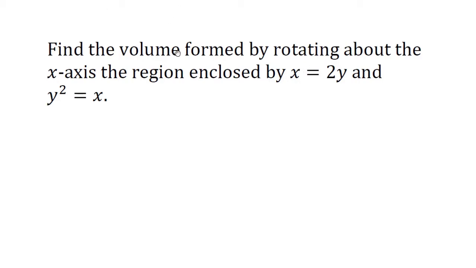So we want to find the volume generated by rotating about the x-axis the region enclosed by x equals 2y and y squared equals x. So let's get to know our region first. The wording says enclosed by, and there are two given curves. So x equals 2y gives me a graph, and there's another equation here, y squared equals x.